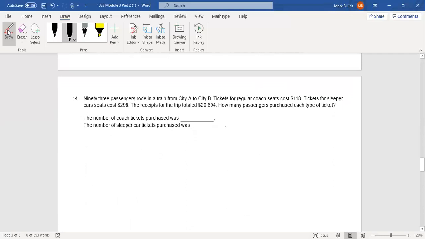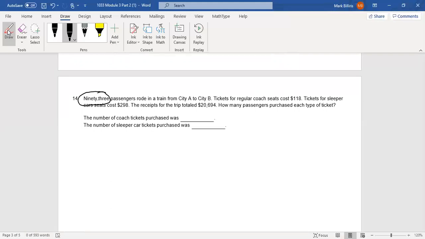Now let's get into word problems. Don't be afraid, these word problems aren't very difficult. Remember that we're dealing with solving systems, so we're going to have two separate equations. This says 93 passengers, okay? Sometimes it's written in words and not in symbols. So we have 93 passengers, that's important, that went from city A to city B. Tickets for regular coach seats cost $118. Tickets for sleeper cars cost $298.